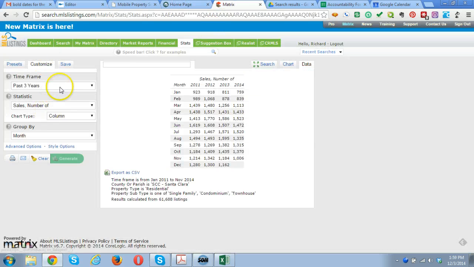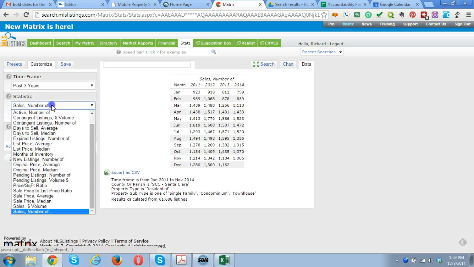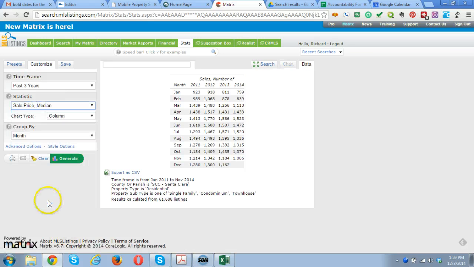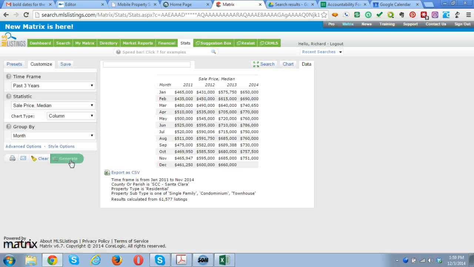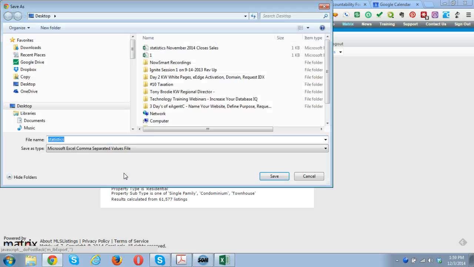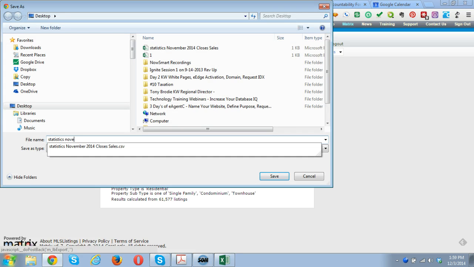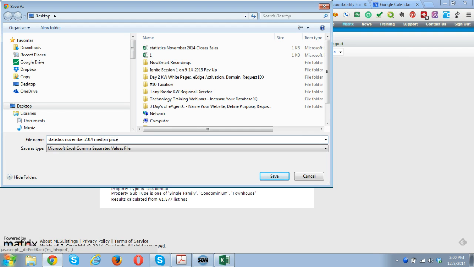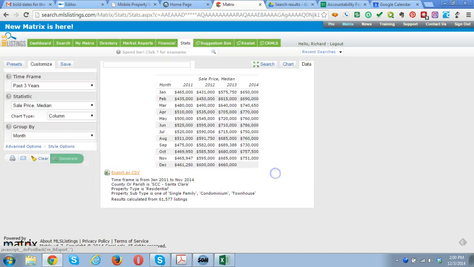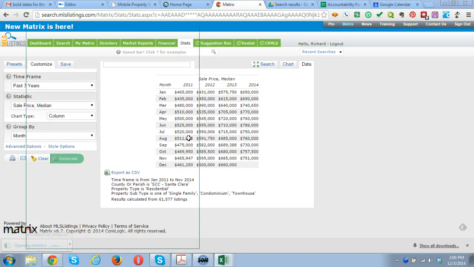Now we want to change. We need another statistic, and the other statistic is, how about median sales price? All we have to do is change that one piece, hit it again, and we've got median sales price, which we're going to export as a comma separated value file, November 2014, median price. Why not? Save it, open it.